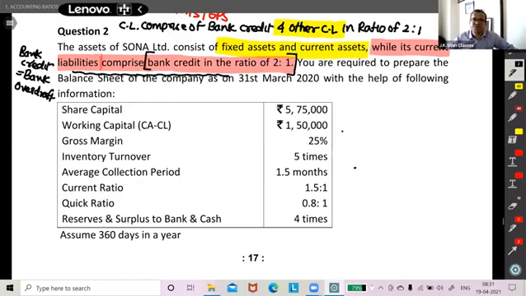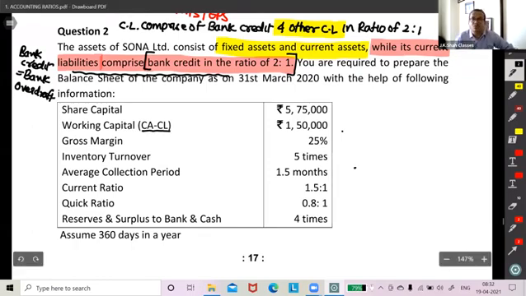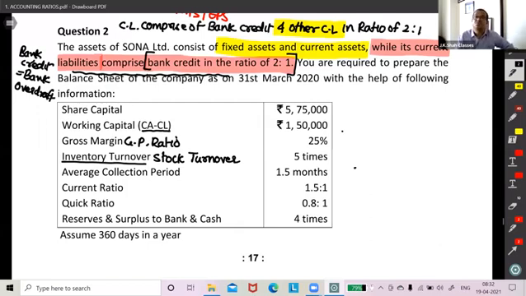of the following information. Share capital is given. One amount is given ready-made. Working capital is 1,50,000. For all those who don't know, working capital is CA minus CL. They are very helpful in nature, telling that in case you've forgotten. Gross margin means only what? Gross profit ratio is given. Inventory turnover means stock turnover. Average collection period is given as 1.5 months, right, people?